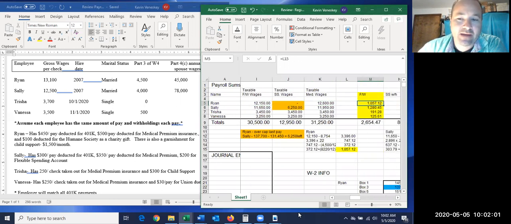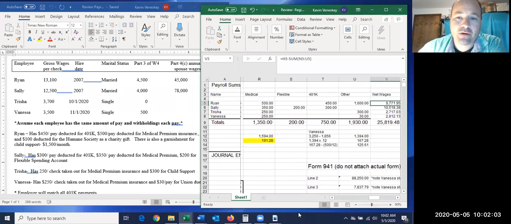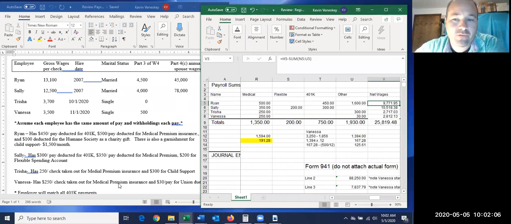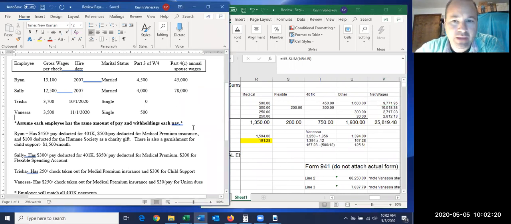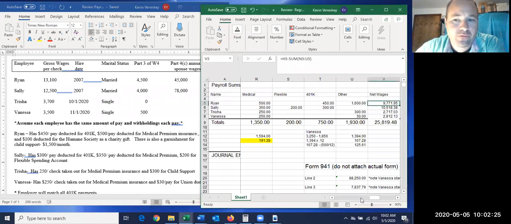I don't like how I did this. I like to come over here and put in all of their withholdings. And then as I set up my payroll register, it should take them out if I have things set up right, so I don't mistype something later on. So let's go ahead and put in that Ryan should have had his 401k deducted of 450, medical premiums of 500. And then in the other category, we would separate these out.